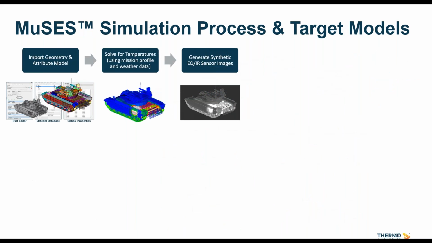Okay, so now transitioning away from the thermal side and talking a bit about the IR side of things. The graphic in the upper left is something that we've presented before, where you bring in your model into MuSES, you set up the different parts with their materials and thermal properties and heat sources, then you apply weather data and mission profile, predict physical temperatures, as you see in the middle image there, and then finally predicting what that system would look like to a remote sensor.